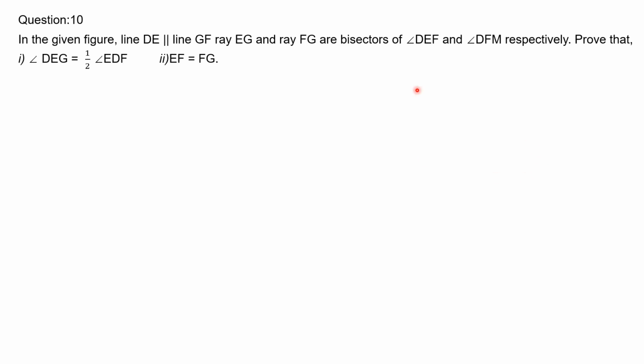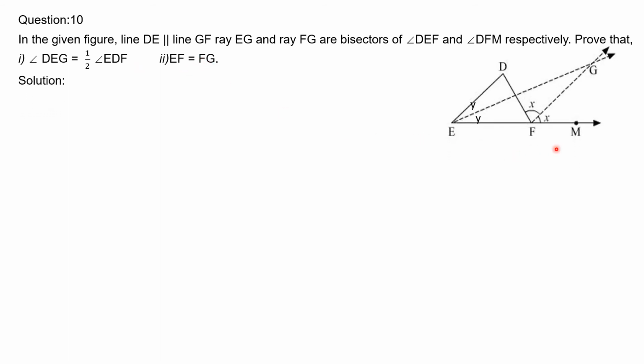Now we start question number 10. In the given figure, line DE is parallel to line GF, ray EG and ray FG are the bisectors of angle DEF and angle DFM respectively. So prove that angle DEG is equal to half of angle EDF and EF is equal to FG. The figure is given, so we write first the given. Ray EG is the bisector of DEF. A bisector makes two equal parts of a given angle.